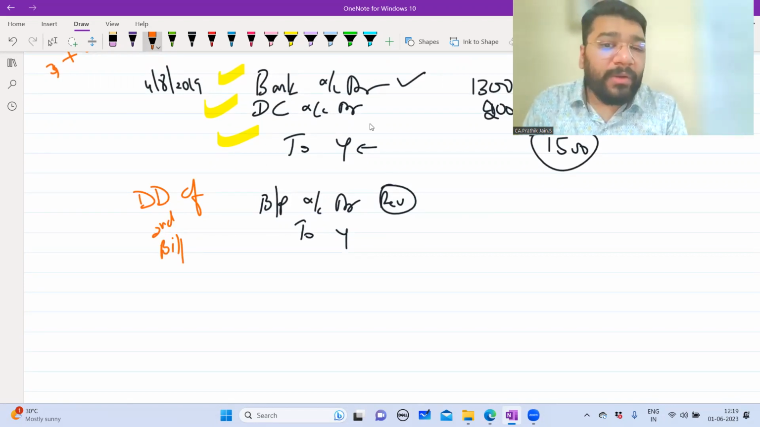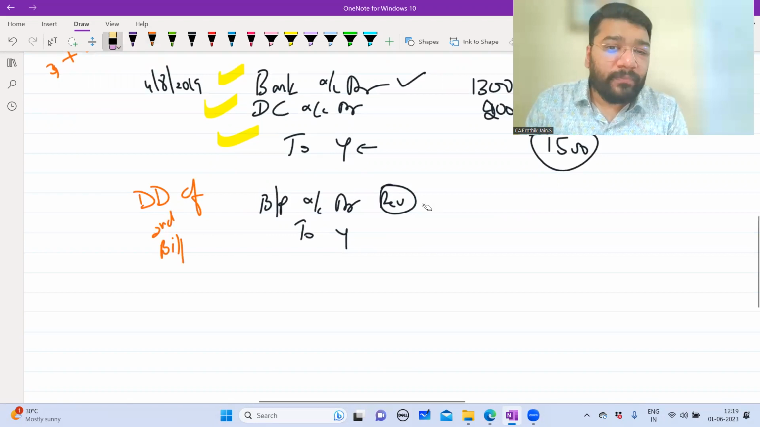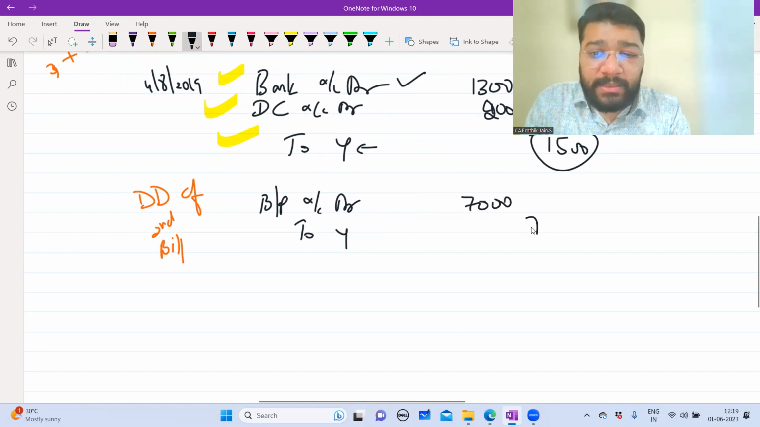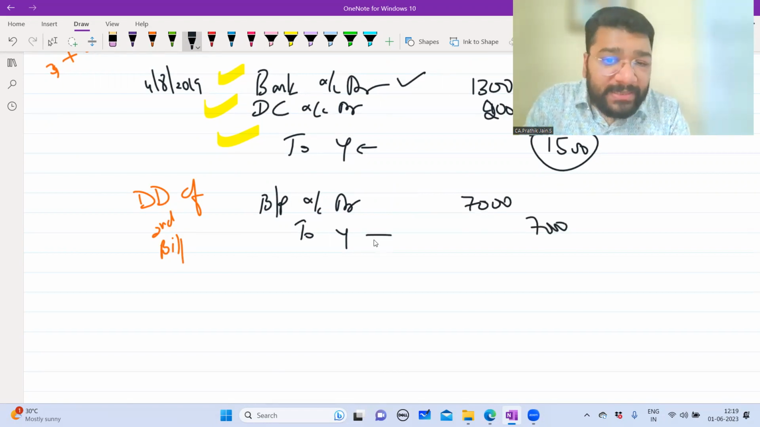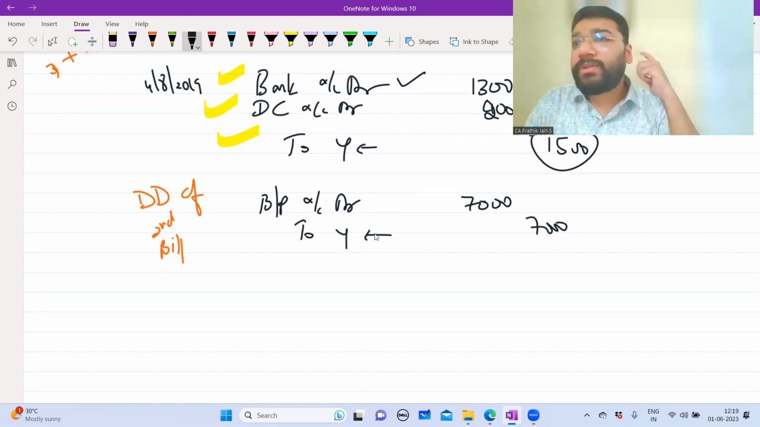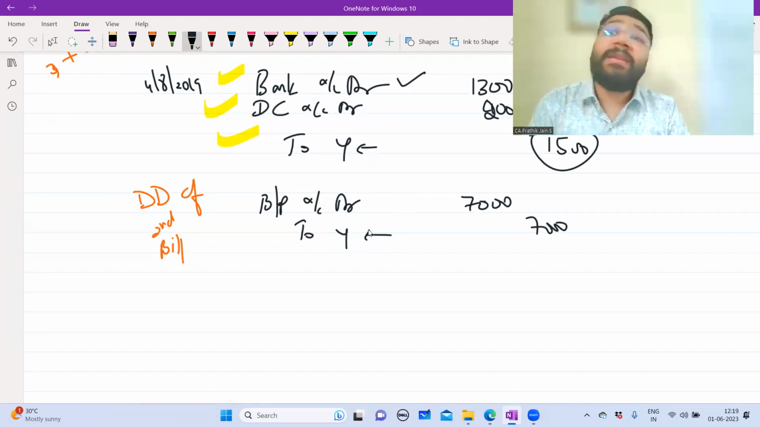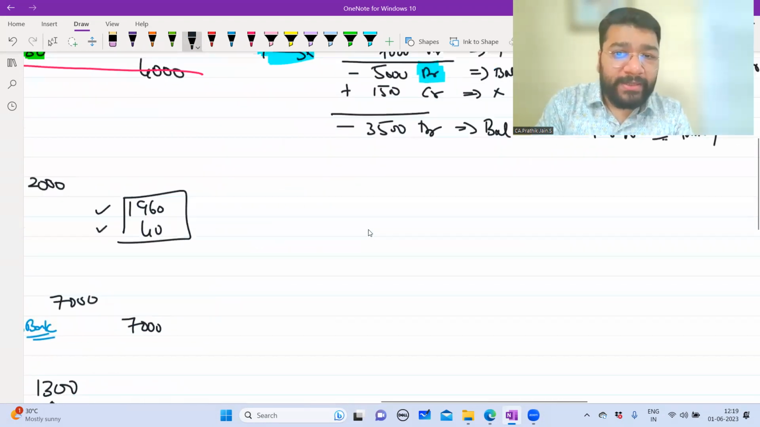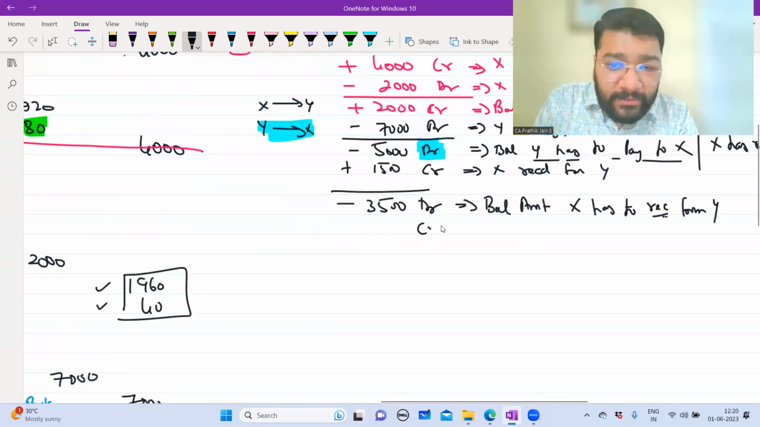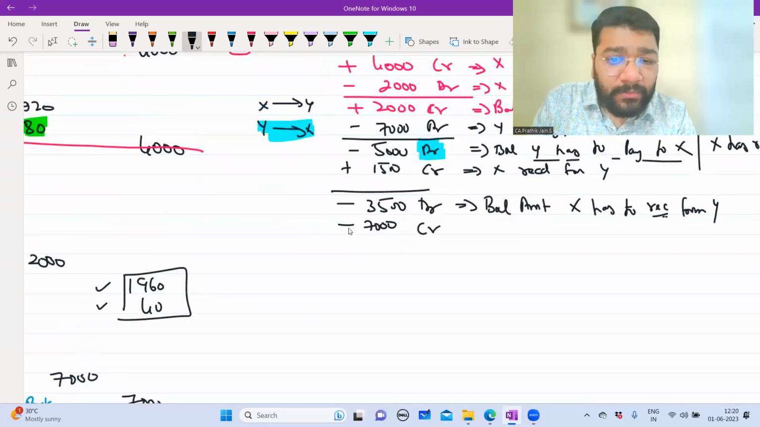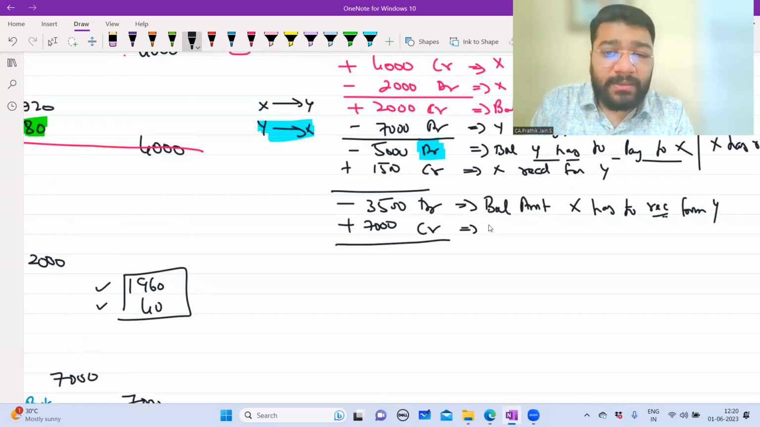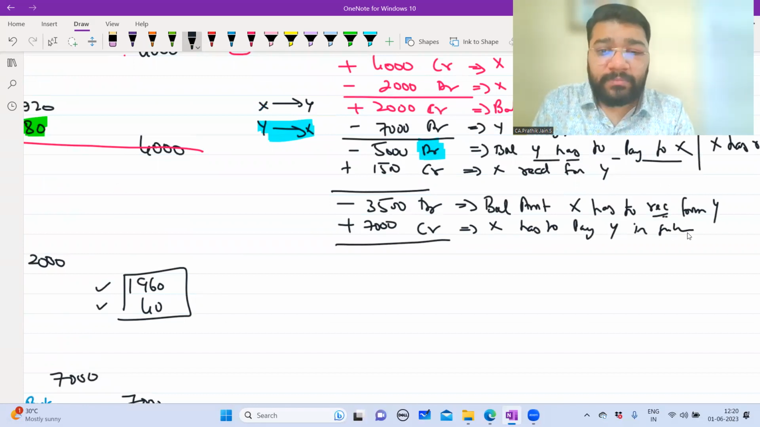So bills payable account debit to Y. What is the value of the bill now? 7,000. Second bill value 7,000 rupees. So 7,000. Now guys, you credited Y 7,000. Crediting Y 7,000 means you have to pay this money to whom? Y in future. So now guys, credit 7,000 positive. This means X has to pay Y in future.